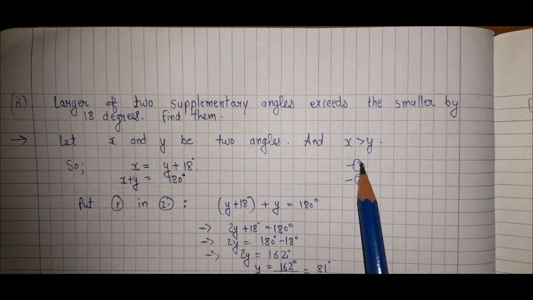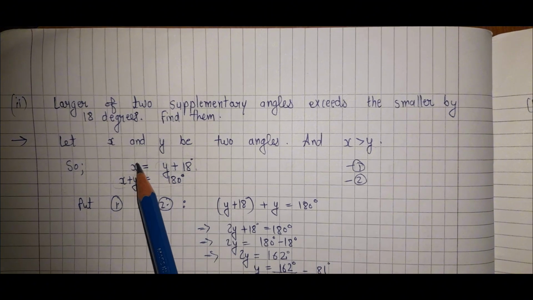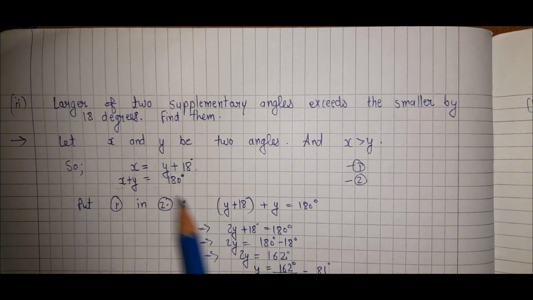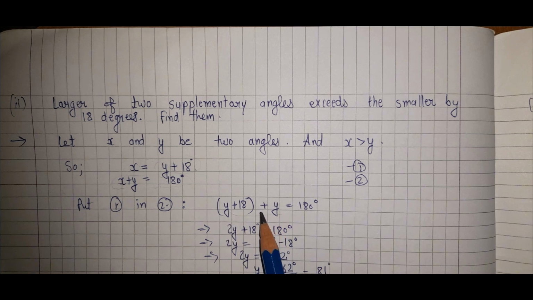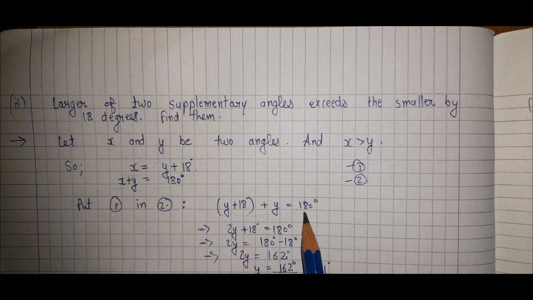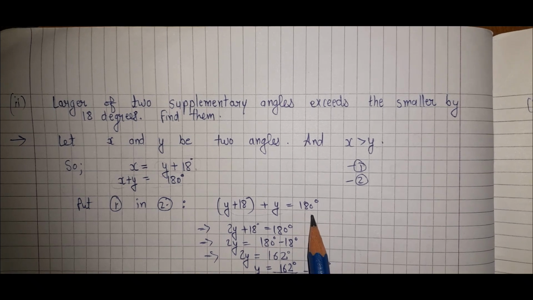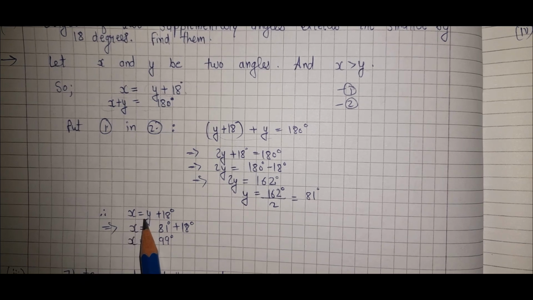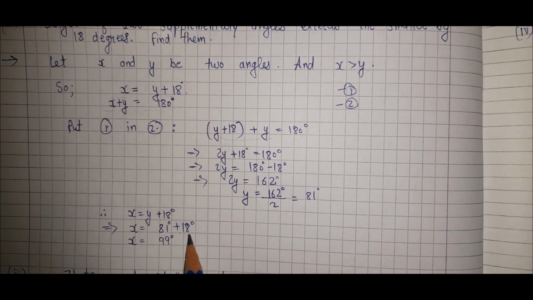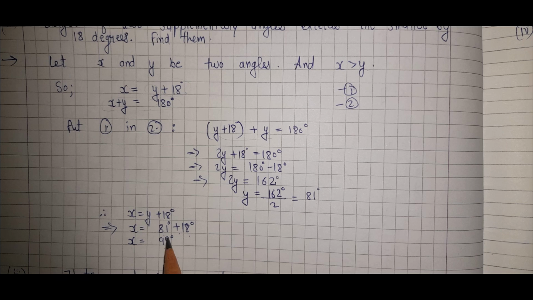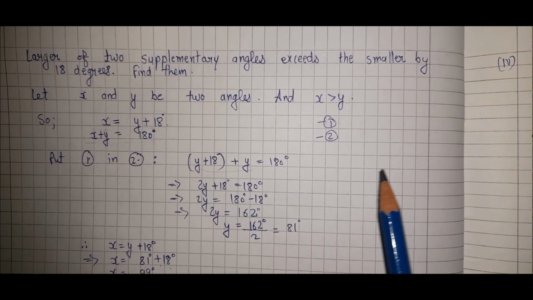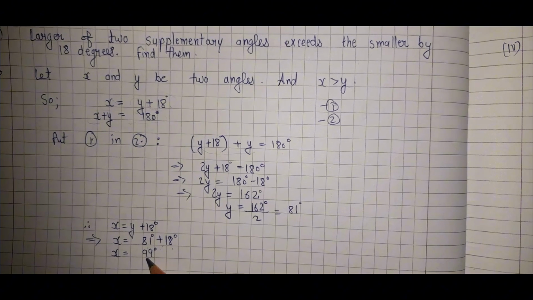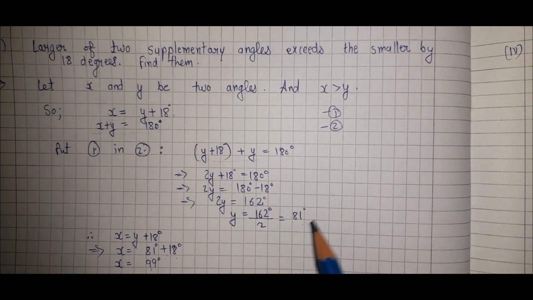Now from the first equation, find the value of x. Put this value of x in the second one. So we will have y + 18 + y = 180. After solving, we will get y equals 81 degrees. Therefore, x = y + 18 becomes x = 81 + 18, that is x equals 99 degrees. Therefore, the larger angle is 99 and the smaller one is 81.